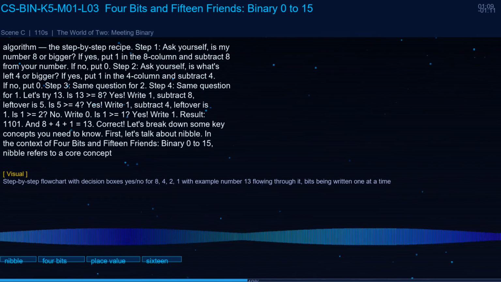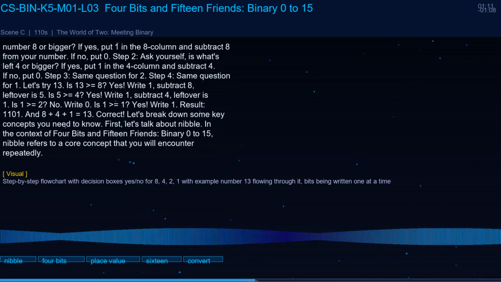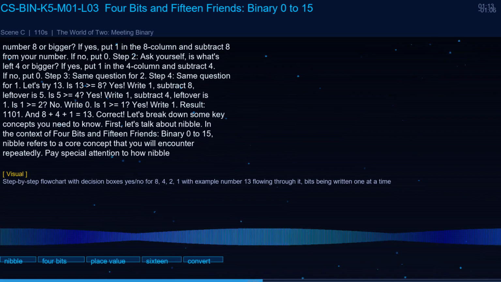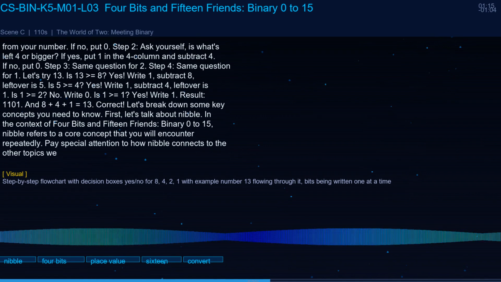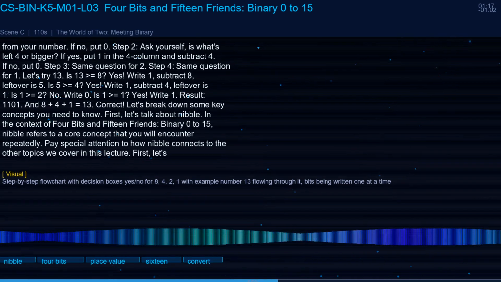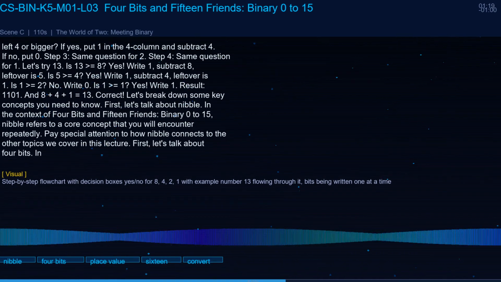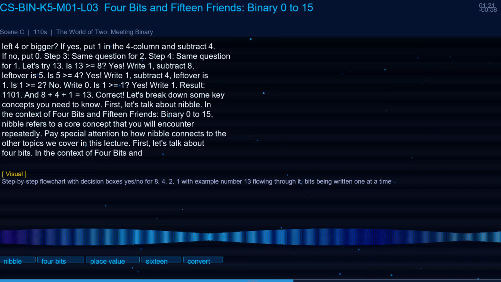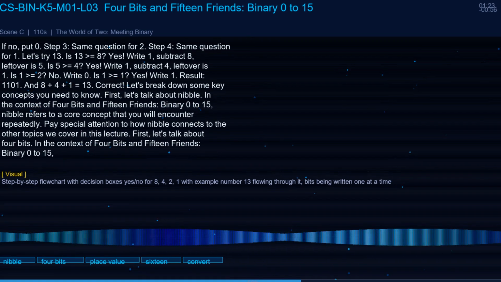Is 1 equals 1? Yes. Write 1. Result, 1101. And 8 plus 4 plus 1 equals 13. Correct.